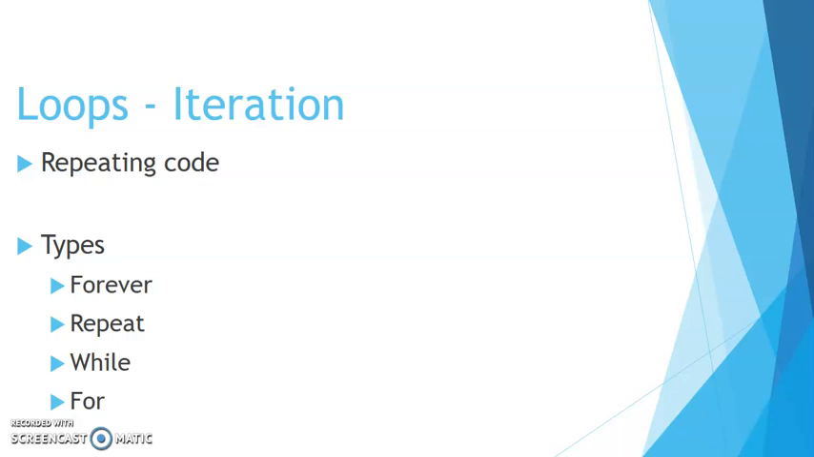Now, there are a number of different types of loops. There are 4 specific ones in microbit. There are other ones in other languages, but for the purposes of this screencast, I'm just going to look at the 4 that are available in microbit. We have a forever loop, a repeat loop, a while loop, and a for loop. Each of them repeats code. It's just how they do it is slightly different, and how they end and what the conditions are for them to continue differs across all 4 of them.